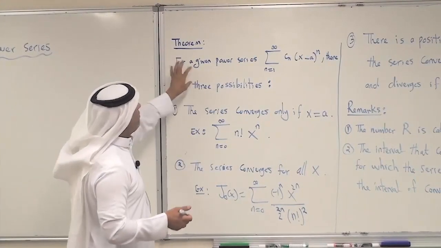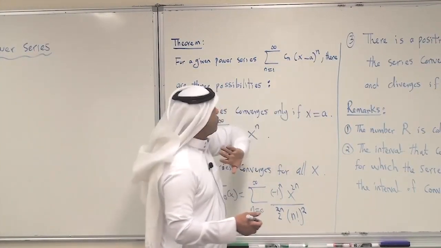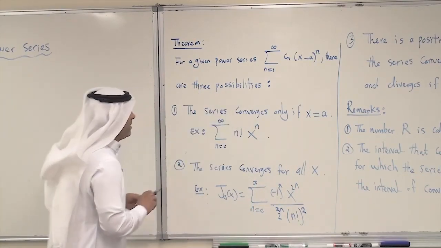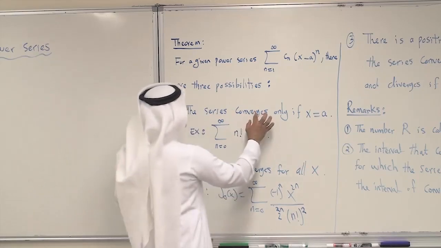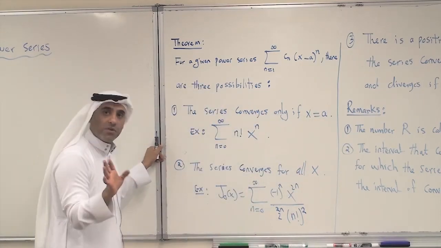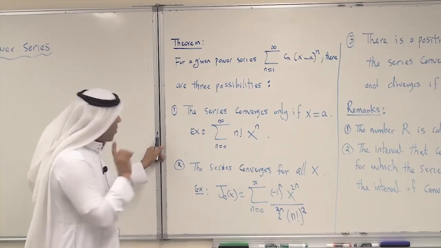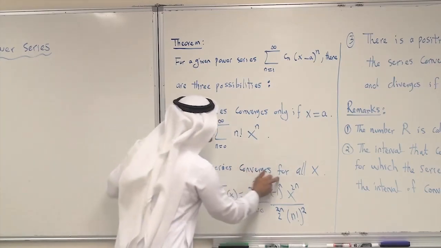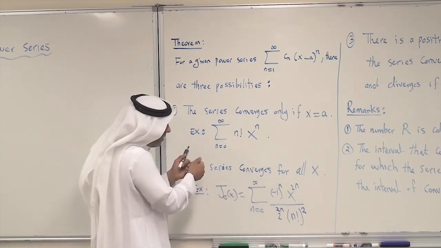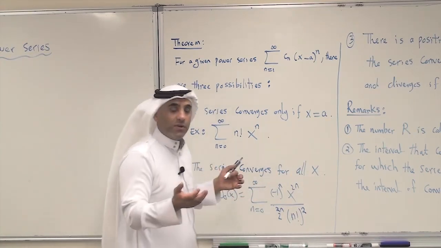It says, if you are given a power series, then for sure there will be only three possibilities. What are the three possibilities? You may have a series that converges only at the center, like the first example we did. It's divergent everywhere except at the center. Or the series converges for all x, like the Bessel function we have. It's convergent for all values of x from minus infinity to infinity.